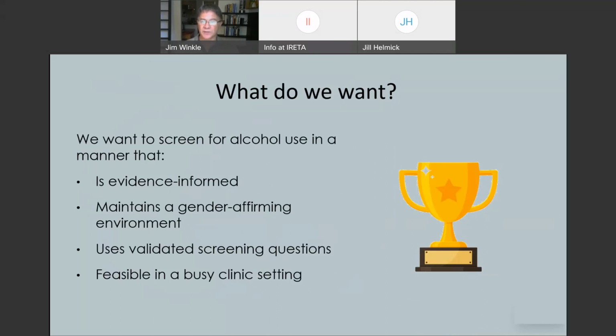Ideally, I think every clinic wants this. They want to screen for alcohol use in a way that is informed by evidence, but it maintains a gender-affirming environment for everyone. We use validated screening questions, and it's something that's feasible in a busy setting. Feasible is important. What I specialize in is not gender and not creating screening questions, but I do specialize in implementation, and feasibility is a big one for a number of reasons. It is a burden when we introduce substance use screening in a busy clinic setting.